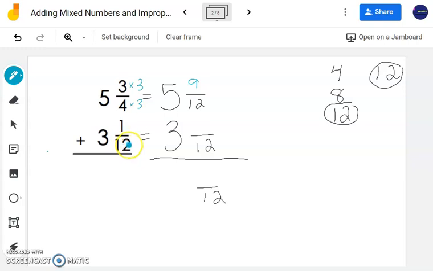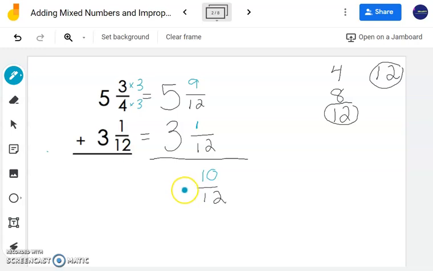Now I look at 3 1/12, and I notice my denominator is already 12. This is great. So all I need to do, I just rewrote this fraction again just to help me out and set this problem up nicely. Now I notice my denominators are the same. They're both 12. So I can simply add my numerators, 9 plus 1, which is 10.